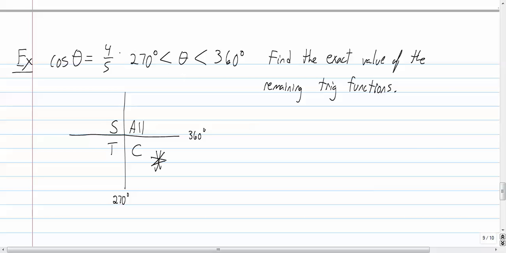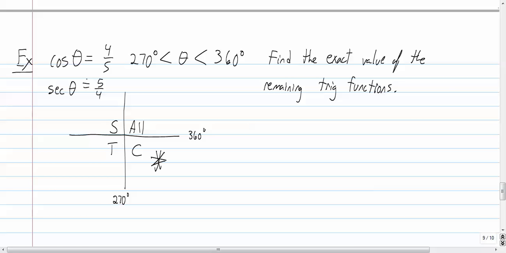So let's find the secant of theta, because that's the easiest one to find. If you're given cosine of theta equals 4/5, then remember secant is the reciprocal. So if you take the reciprocal of the answer that's given, 4/5, you get 5/4. And see, it's positive.